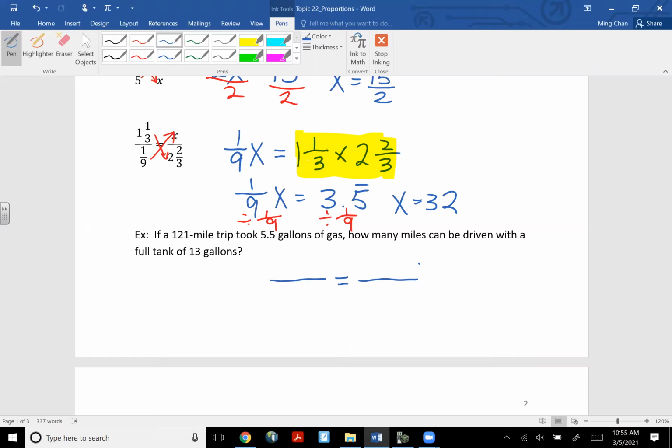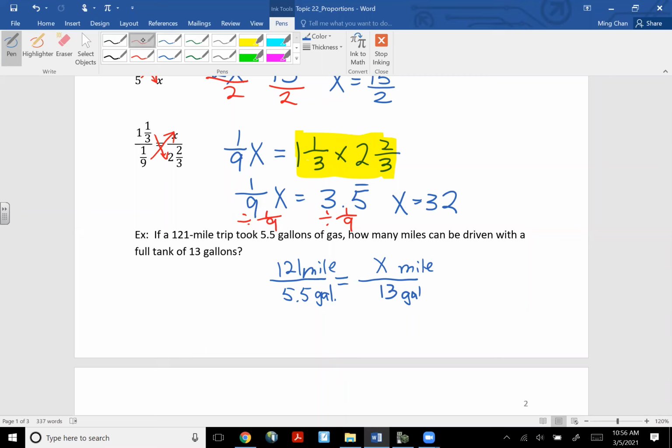So I'm going to start off with 121 miles on the top. Why? Because it's the first number it tells me. So I'm just going to put it on the top. When I put 121 on the top, that means I'm putting miles on the top. 121 miles for 5.5 gallons of gas. So now the bottom is gallons, the top is miles. The question asks how many miles, right? We don't know how many miles, so that will be X number of miles. You see the two units are the same, top to top. Can be driven with a full tank of 13 gallons. Same unit, bottom to bottom. Both of these numbers mean gallons. Okay, that's how we set it up.